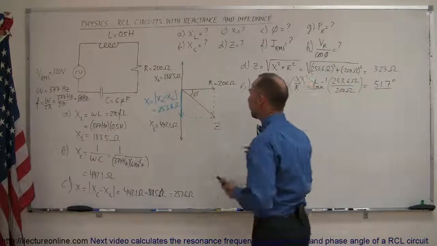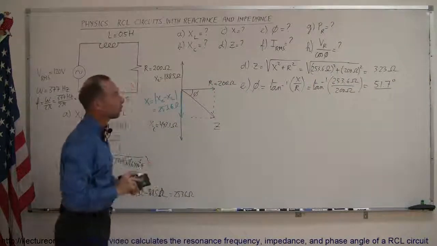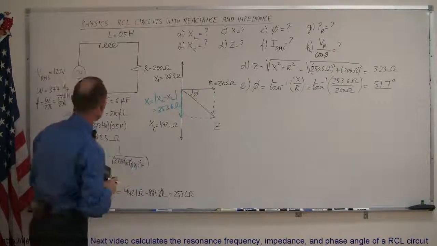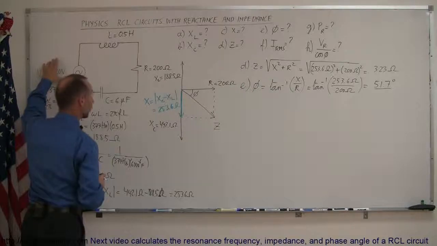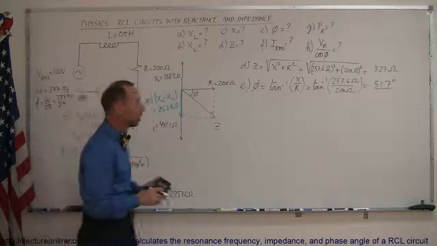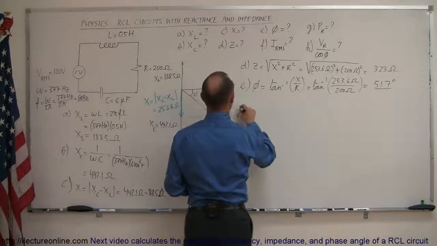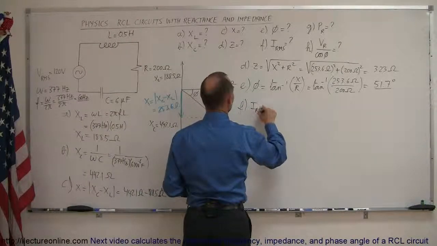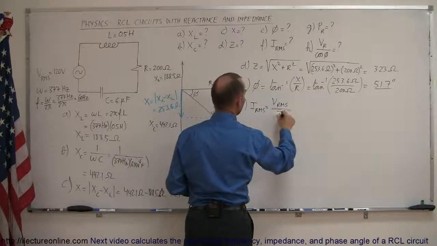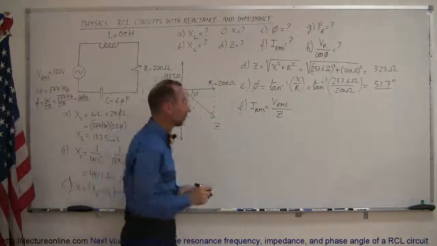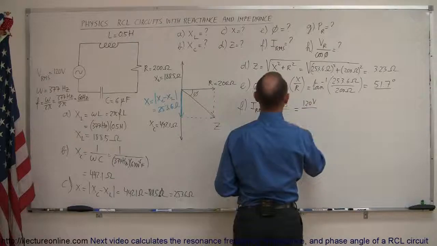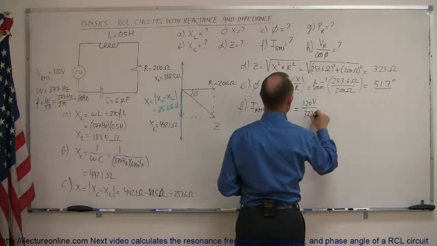All right, so that's the phase angle. Now, next, we're supposed to find IRMS, the root mean square current of the circuit, which is determined by the voltage RMS of the power supply and the total impedance. So using Ohm's law, IRMS is equal to VRMS, the voltage that provides the current flow, divided by the total impedance of the circuit, Z. So in this case, that is equal to 120 volts RMS divided by the impedance of 323 ohms.